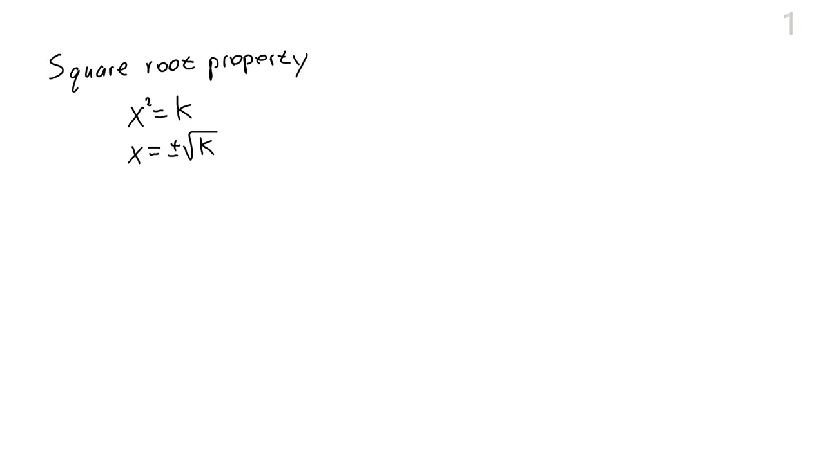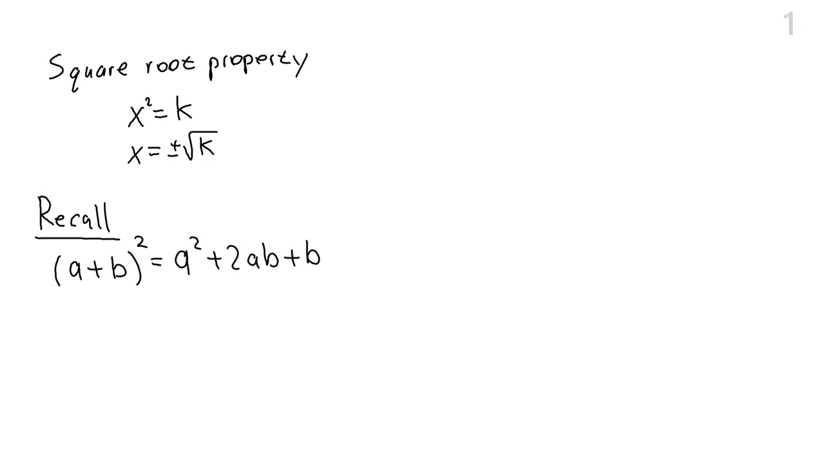And for that, please recall the common factorizations, that if we have a plus b squared, if we FOIL it out, it looks like a squared plus 2ab plus b squared. And if we have a minus b squared, that is a squared minus 2ab plus b squared. So it's important to recall these special forms.